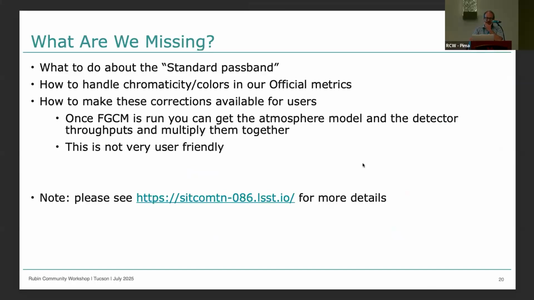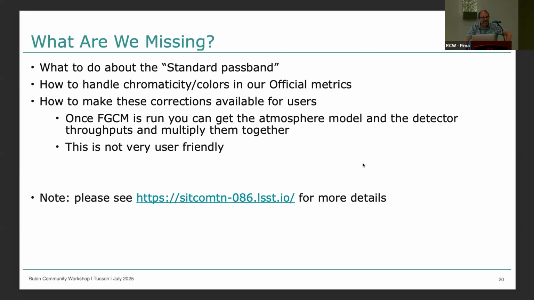So the other thing is that within the FGCM fit, we have the advantage of knowing we're dealing with stars and all of this. We have not propagated this forward, first of all, into our official metrics. There's work that needs to be done to have the colors in there that I need to talk to Jeff about in more detail. And always on our roadmap has been, how do we make these corrections available to users?